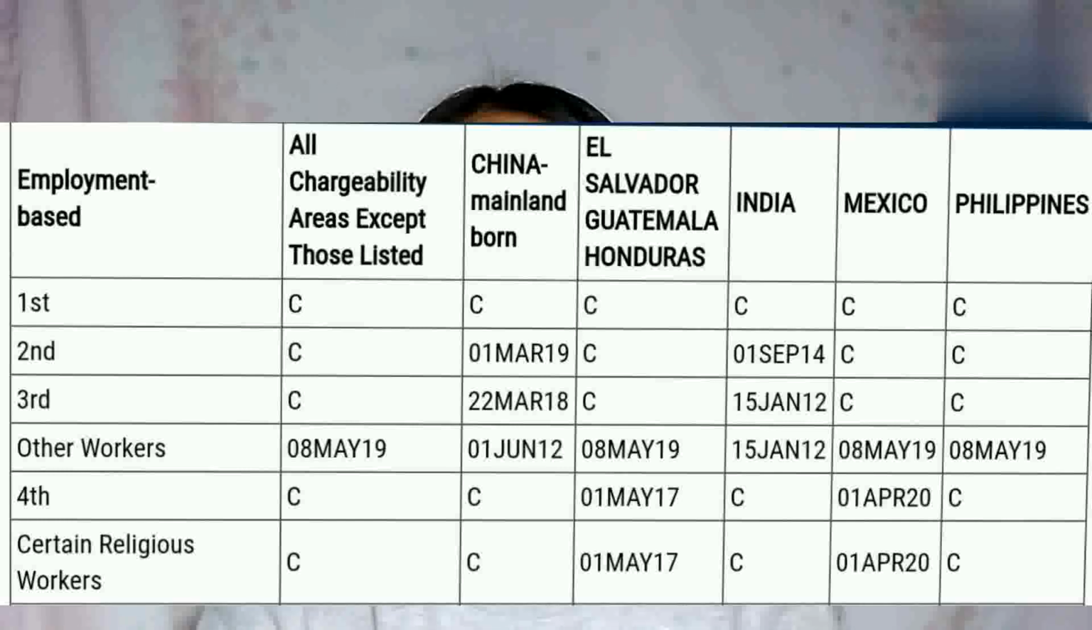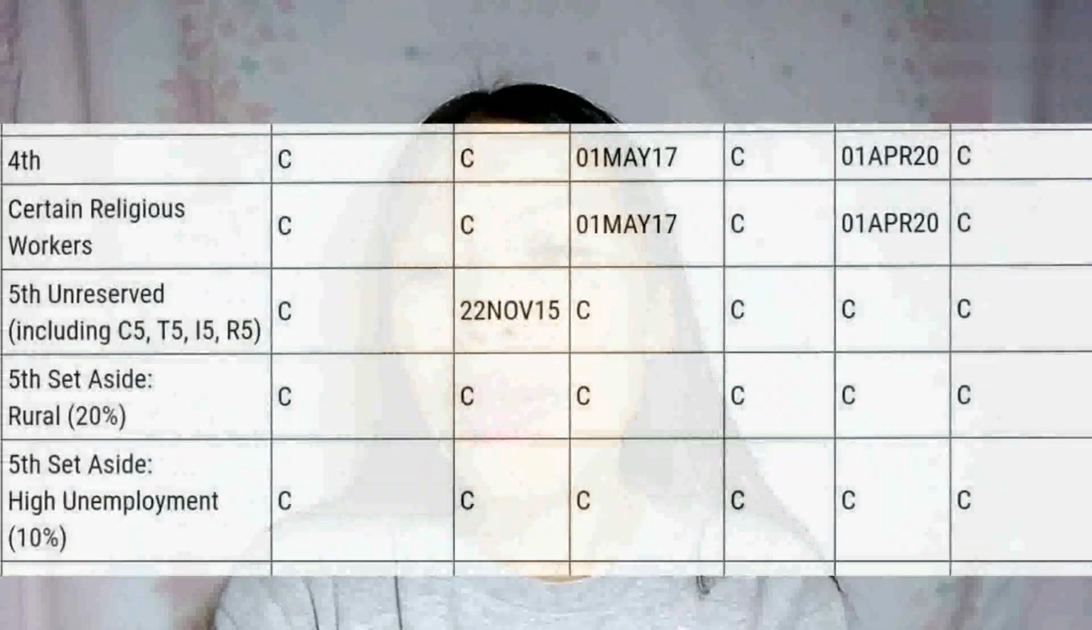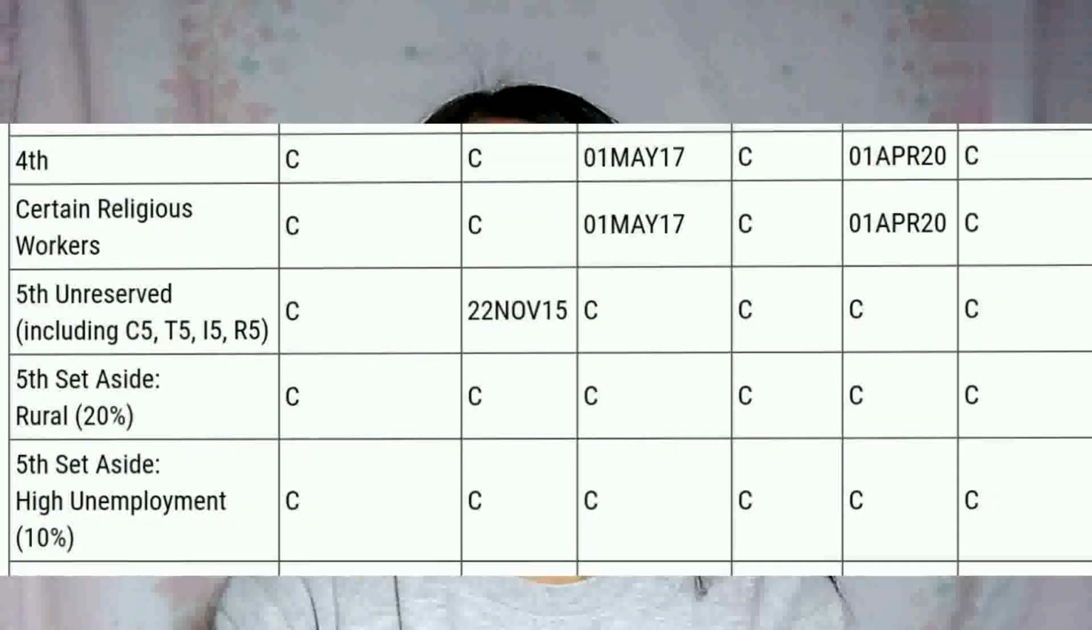Certain religious workers for employment-based. All chargeability areas except those listed is current. China mainland-born is current. El Salvador, Guatemala, and Honduras is May 1, 2017. And India, current. Mexico, April 1, 2020. And Philippines is current.